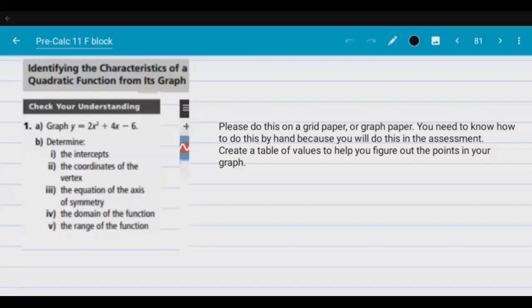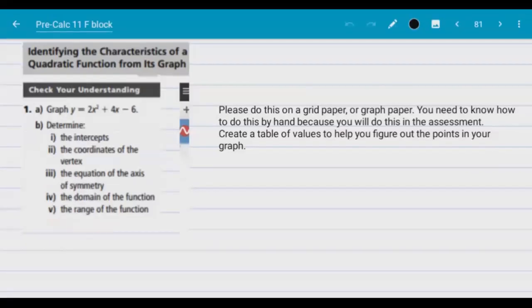Hi everyone, so I'm continuing with section 4.1 and I'm now doing check your understanding number 1. All right, so identifying the characteristics of a quadratic function from its graph. So the first check your understanding, here it is.